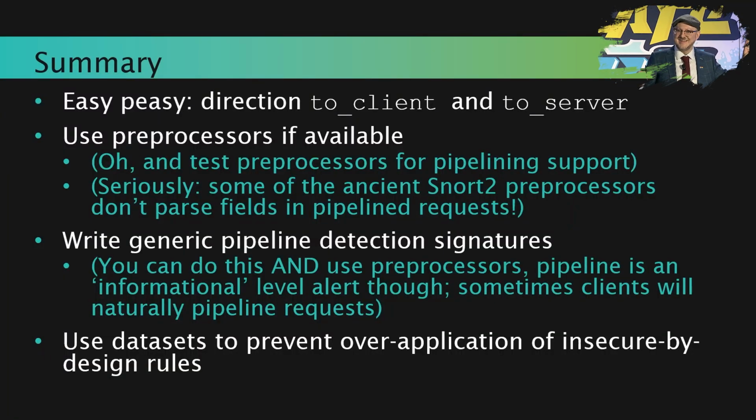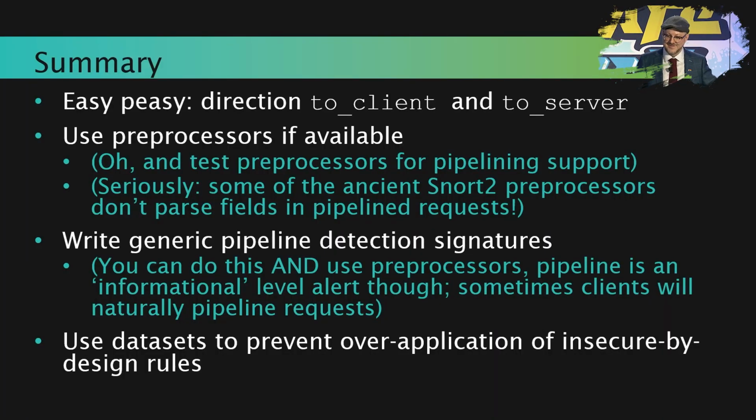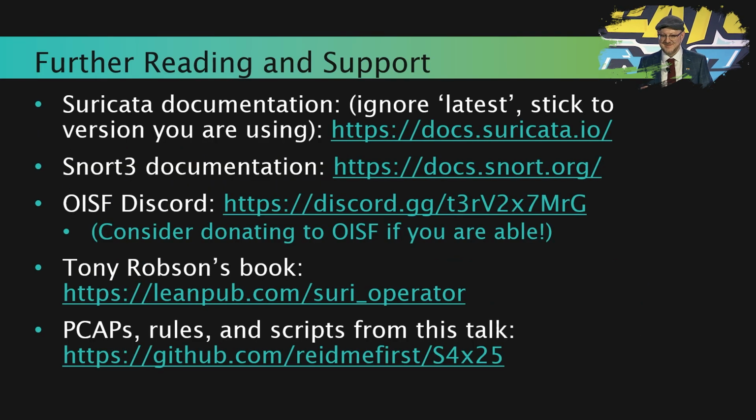Three, write generic IDS pipeline detections or protocol pipeline detections. You can do that pretty easily by extracting the length fields and then seeing if there's data later in the packet past what the length should be. And finally, use those data sets to prevent the over-application of your rules and reliance on external tools.